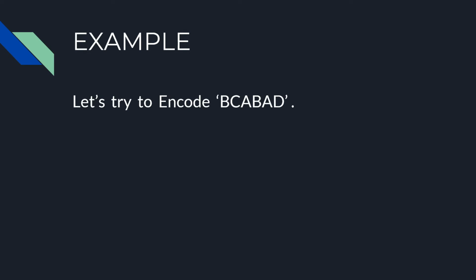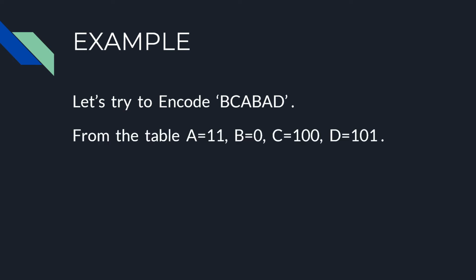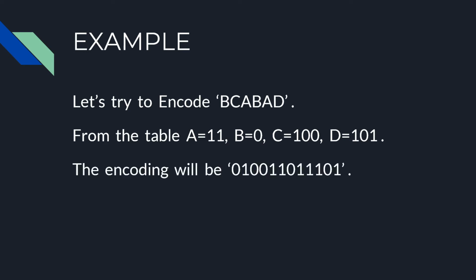Let's try to encode BCA BAD. From the table, A is equal to 11, B is equal to 0, C is equal to 100 and D is equal to 101. So the encoding will be 0 1 0 0 1 1 0 1 1 0 1.